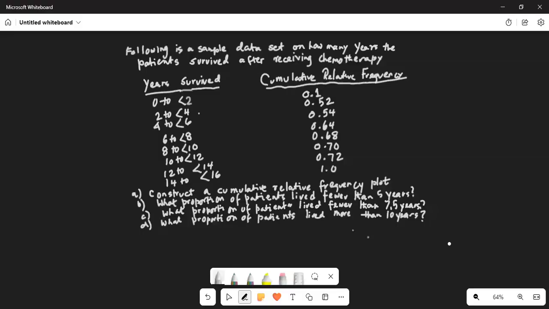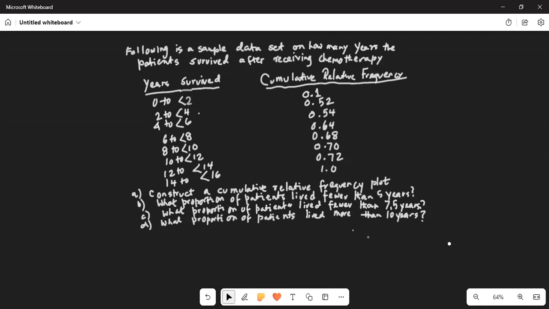Today we are going to talk about cumulative relative frequency plot. So here is the problem. Following is a sample data set on how many years the patient survived after receiving chemotherapy. So we have two columns of data, years survived and cumulative relative frequency. First part asks us to make a cumulative relative frequency plot. So let's try that.